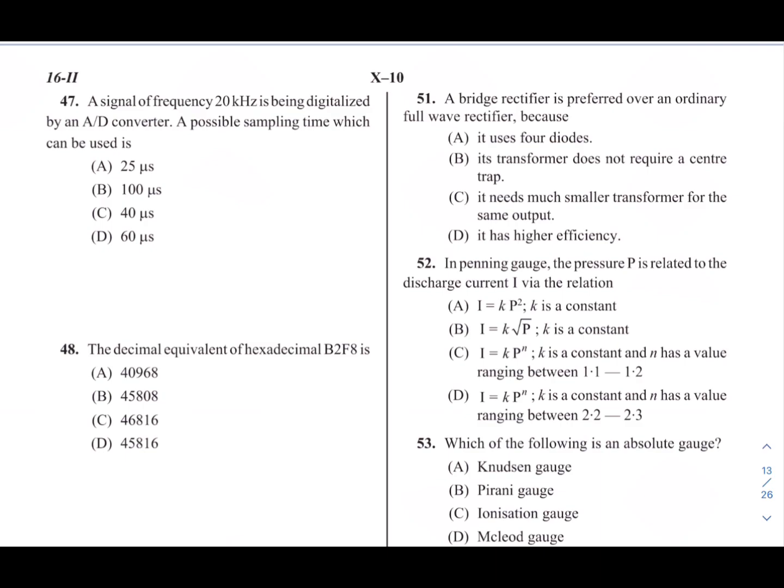We start with problem number 51. A bridge rectifier is preferred over an ordinary full rectifier because its transformer does not require a center tap. Only a normal transformer is required. Center tap transformers are more costly. So option B is the correct answer.